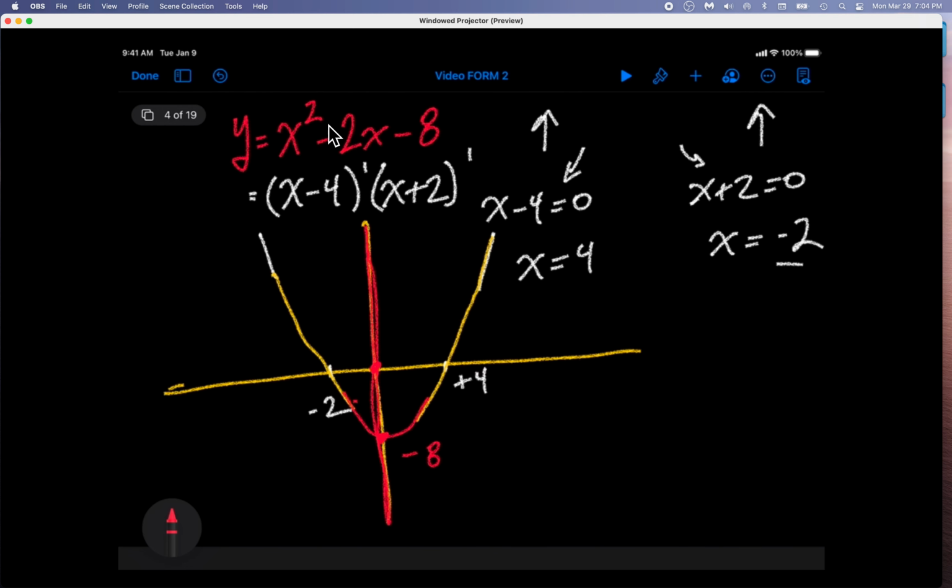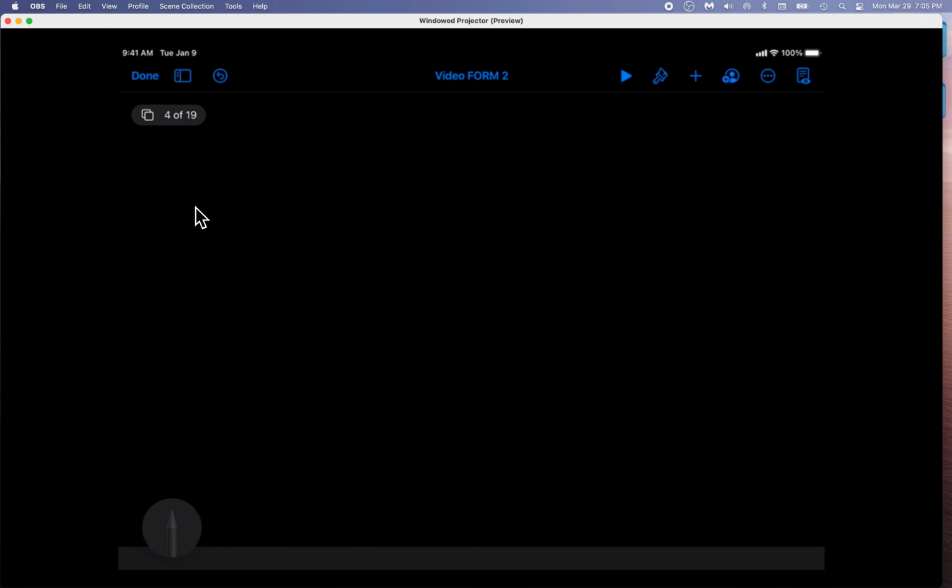It has a degree 2, which means at most one turning point. And it goes through negative 2 and positive 4. And when it goes through, it goes entirely through. There's no bounce here. That's because each of these roots, each of these solutions, each of these factors have an odd exponent. Next one.